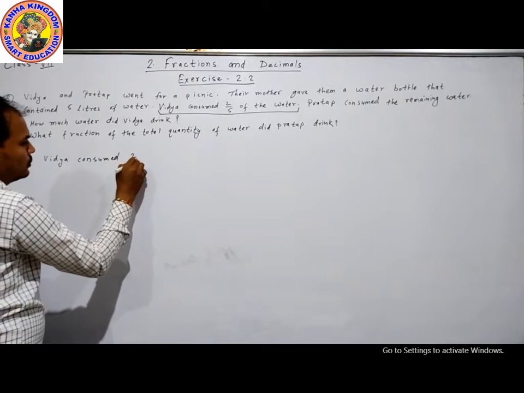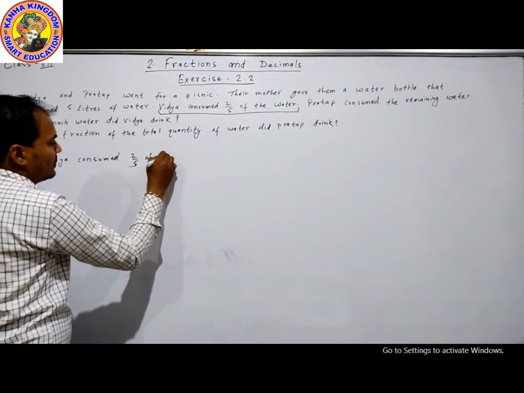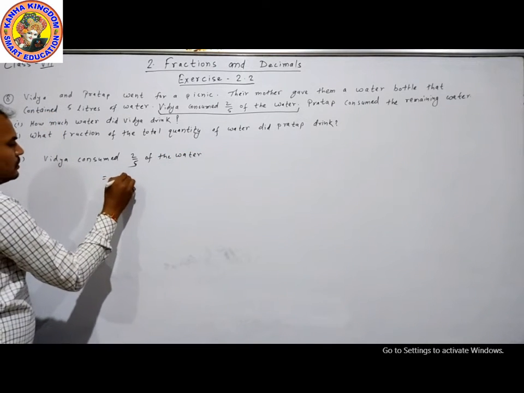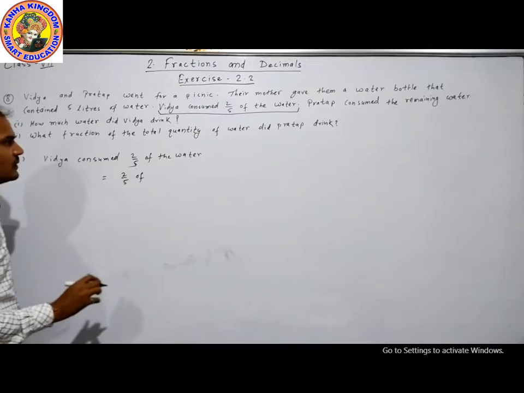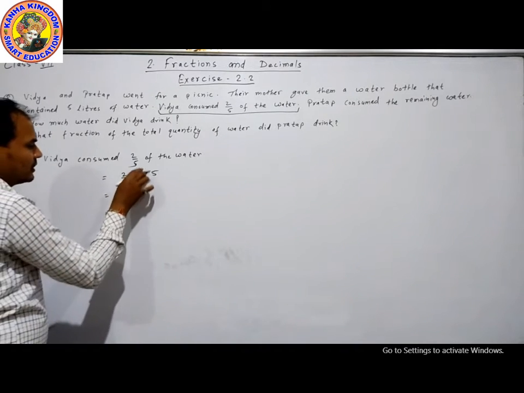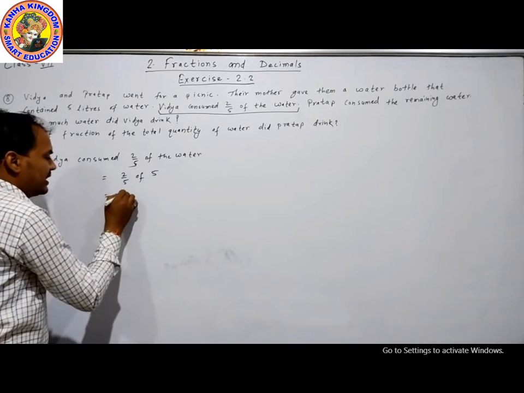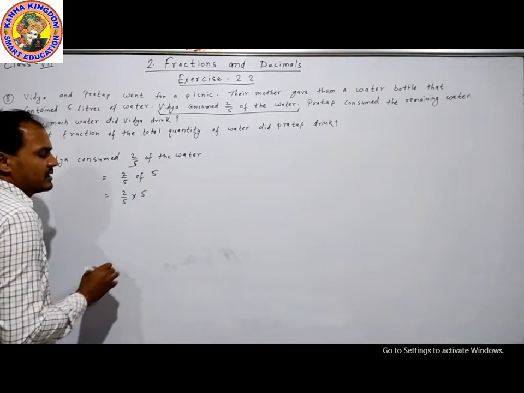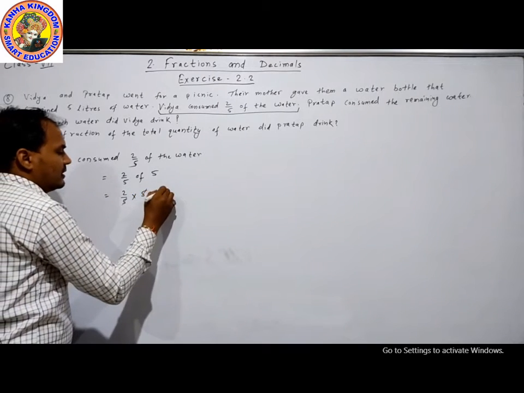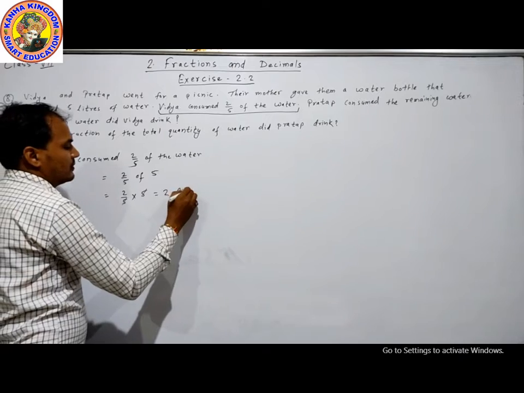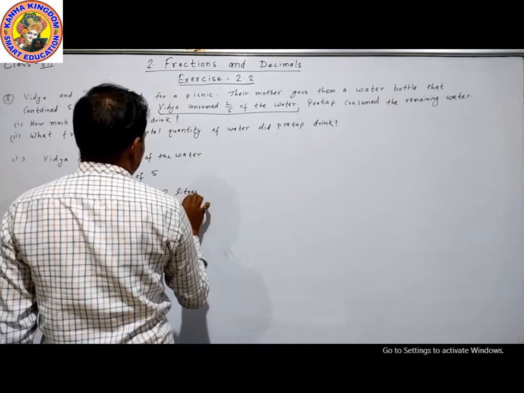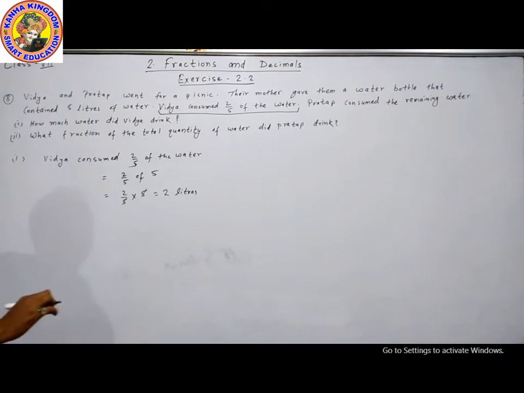Vidya consumed 2 by 5 of the water. 2 by 5 of how much water? Water is 5 liters. Replace "of" by the multiplication sign. This is a multiplication sign. When we cut 5 and 5, the remainder is 2. So 2 liters. Vidya consumed 2 liters of water.